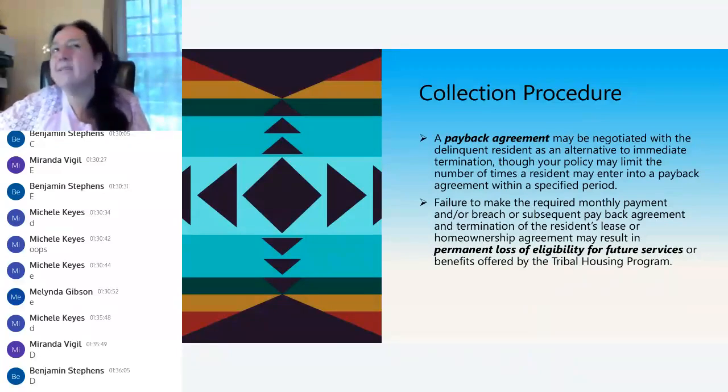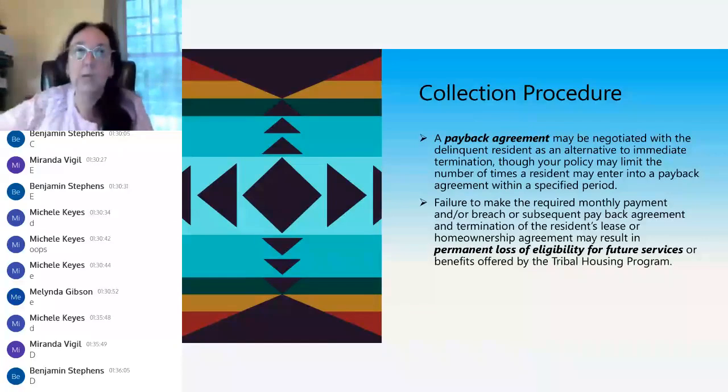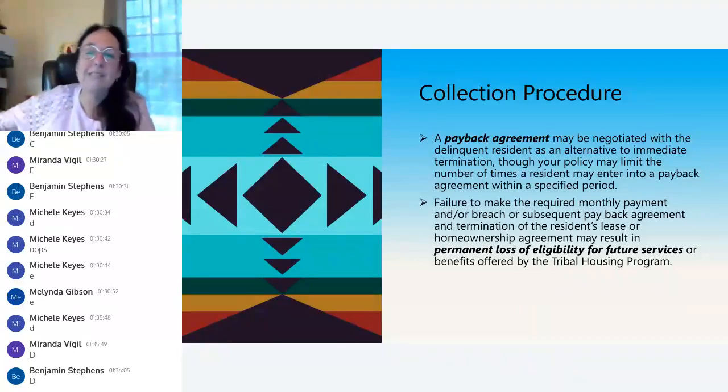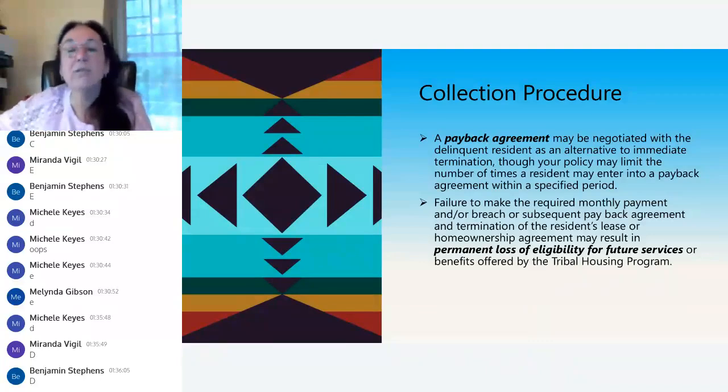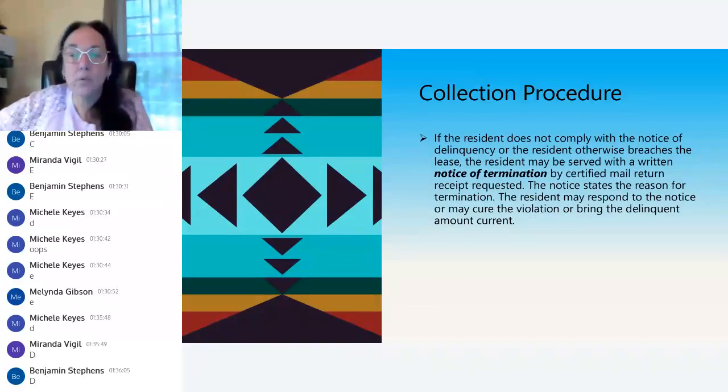Always try to get at least, but have something in your policy that says how often they can enter a payback agreement and how often they can breach it. 2 times in their lifetime, 2 times in a year, 2 times in a 3-year period, whatever, and follow it, okay? Failure to make that required monthly payment or breach of a subsequent payback agreement and/or termination of the resident's lease or home ownership agreement can result in a permanent loss of eligibility for future services or benefits offered by your tribal housing program.